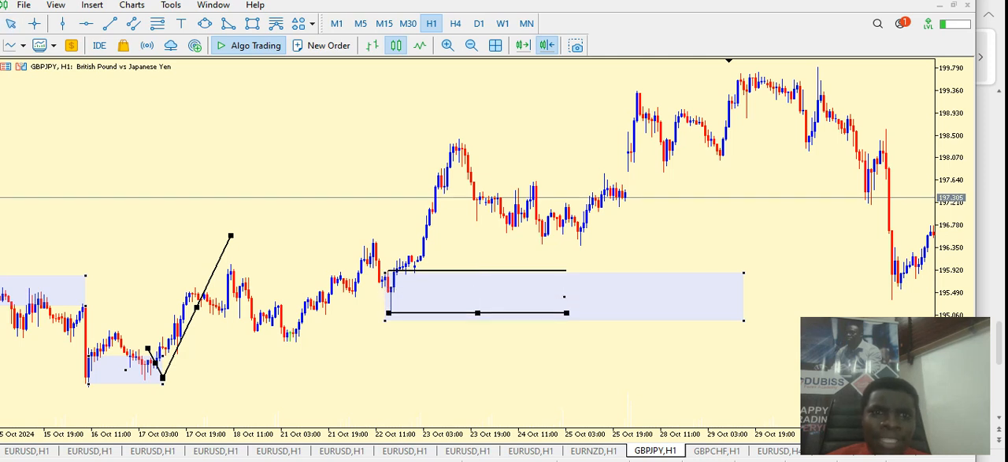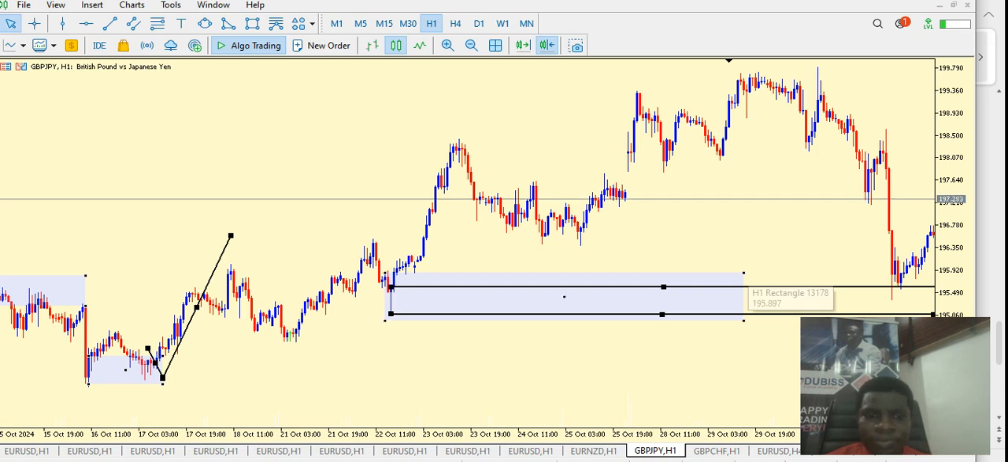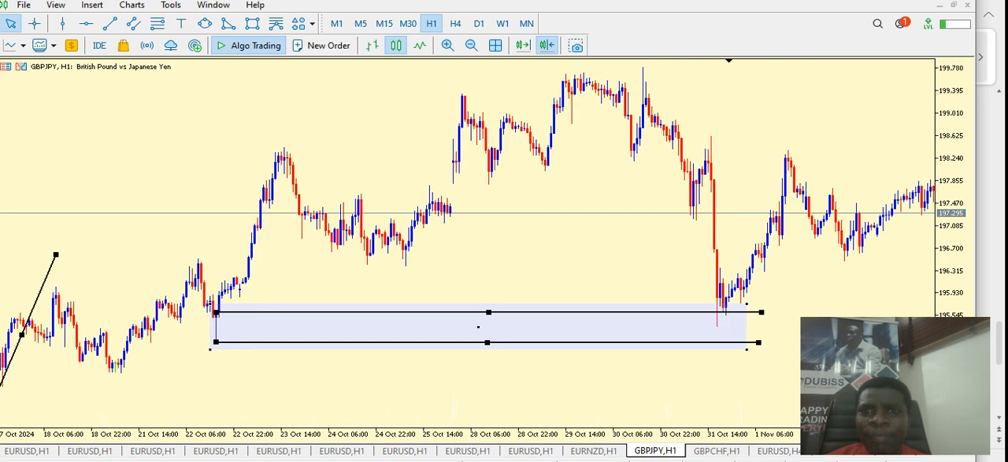So for you to get it accurately, you can use this and this. Okay, so let's extend this a bit. You can see it. So watch how price actually came to this order block, and what happened? Price tapped inside the order block and there was an upward move.